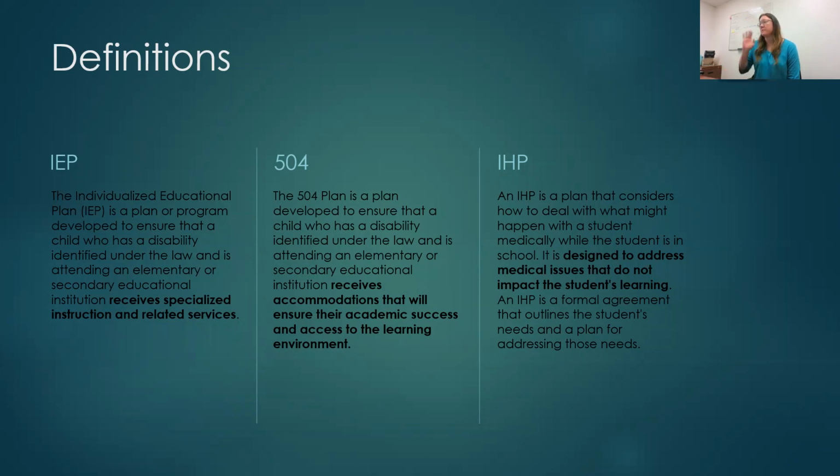Next is the 504. The 504 plan is a plan developed to ensure that a child who has a disability identified under the law and is attending an elementary or secondary education institution receives accommodations that will ensure their academic success and access to the learning environment. So when we compare IEPs to 504s, 504s are going to be more accommodations. So a lot of times when we have students with medical needs and no educational needs, they're only going to be housed on a 504.